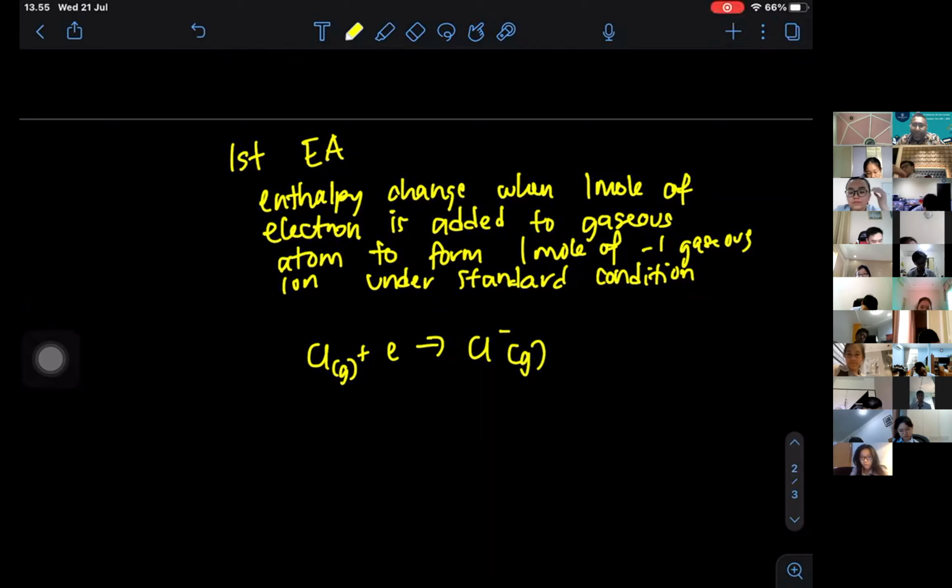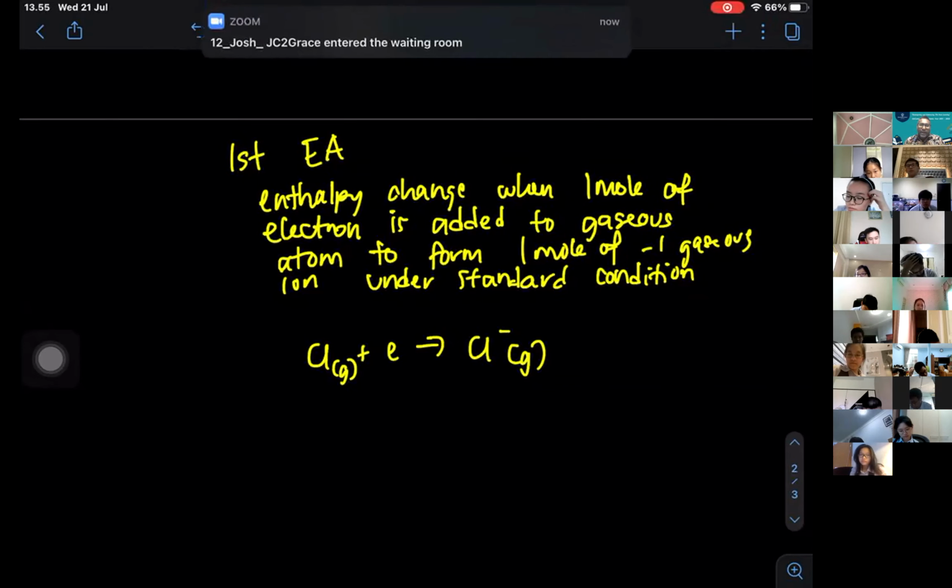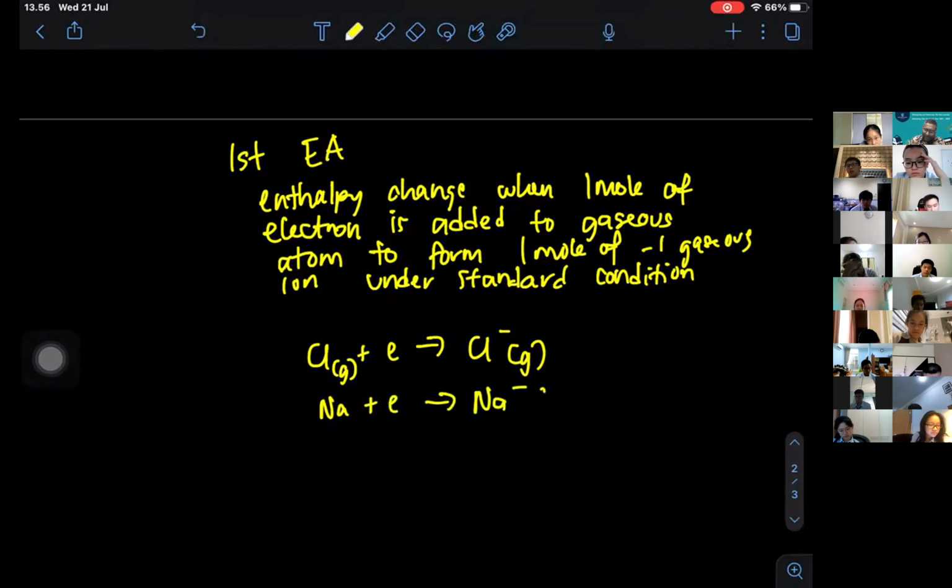Do remember, it's not limited only to non-metals or something like that. Even sodium can receive an electron to give you Na minus. It's not that popular, but still, you can force it, and then you can actually get this. Based on the definition, yes, this is the first electron affinity of sodium.